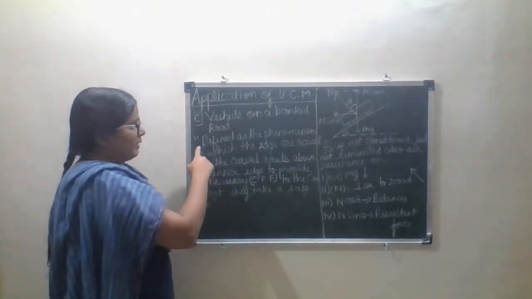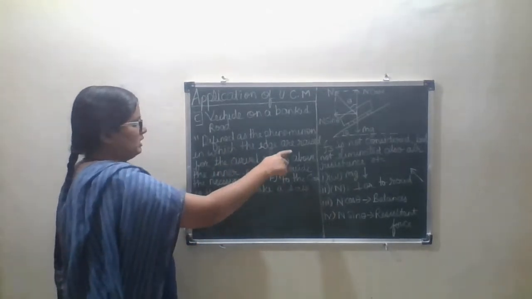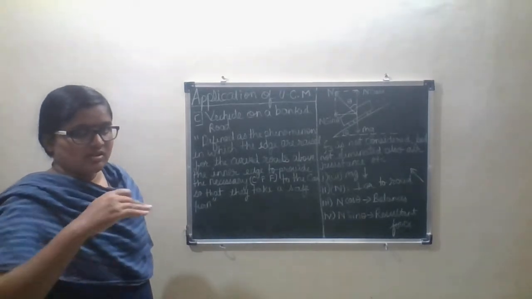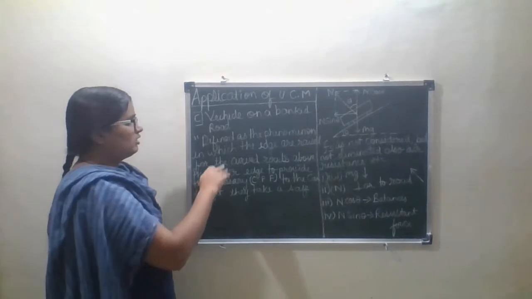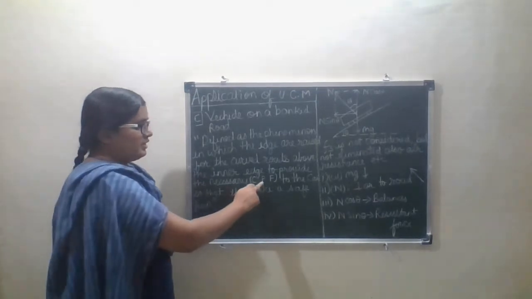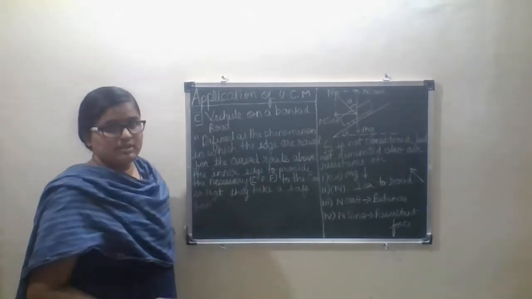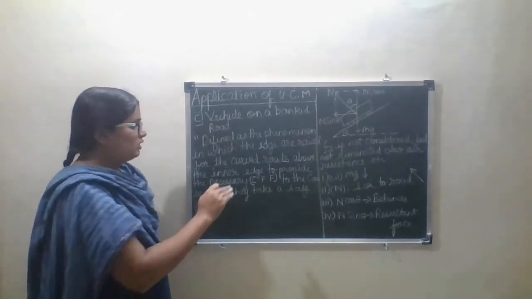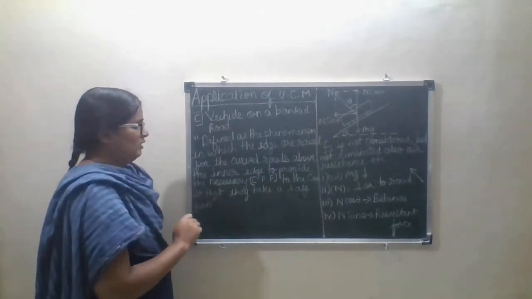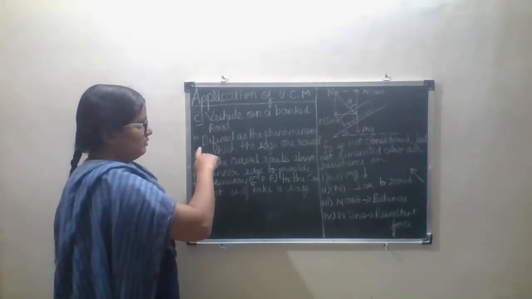The banked road is defined as the phenomenon in which the outer edge of the curved road is raised above the inner edge to provide the necessary centripetal force, CPF. It is a centripetal force to the car so that it can take a safe turn. Okay, this is the definition. We can define that it is a banked road.